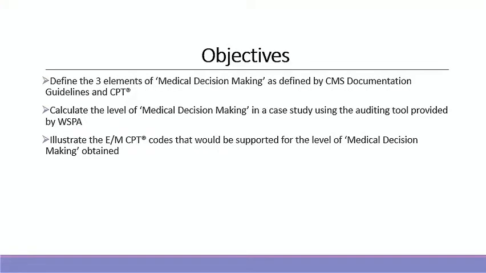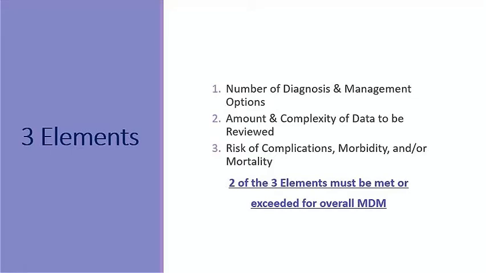Our objectives for this session will be to define the three elements of medical decision-making as outlined by CMS documentation guidelines and CPT. We will calculate the level of medical decision-making for a case study using the auditing tool provided by WSPA, and will illustrate the E&M codes that would be supported for the level of medical decision-making that we obtain. Providers can correlate medical decision-making to the assessment and plan in their progress notes.